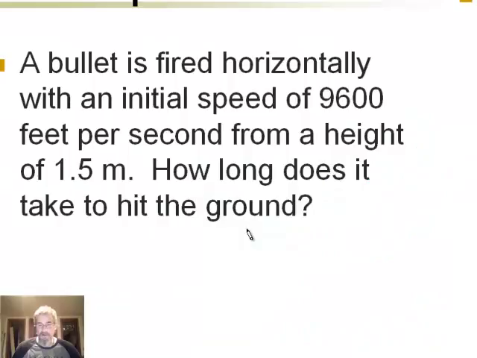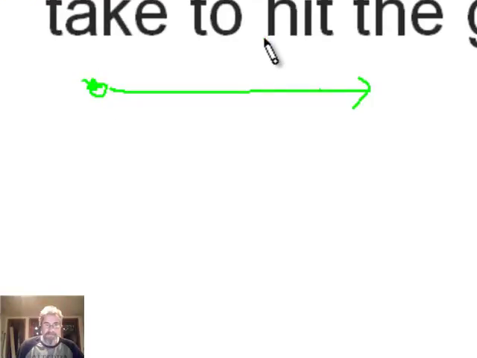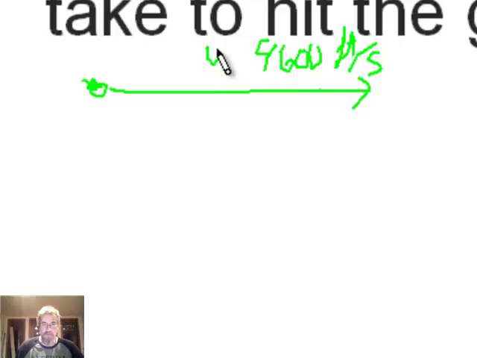Like this one. Let's try and solve this problem. A bullet is fired horizontally with an initial speed of 9,600 feet per second from a height of 1.5 meters. And the question here is, how long does it take to hit the ground? So here's our bullet. The bullet initially is moving this way at 9,600 feet per second. Well, that's a speed, velocity. And it's falling from a height of 1.5 meters. The question is, how long does it take to hit the ground?